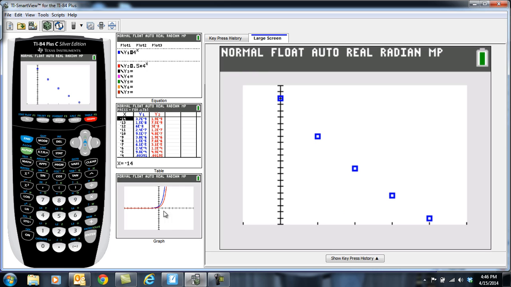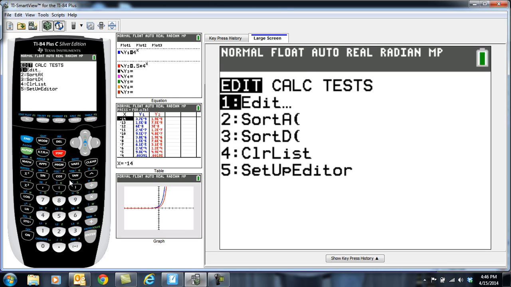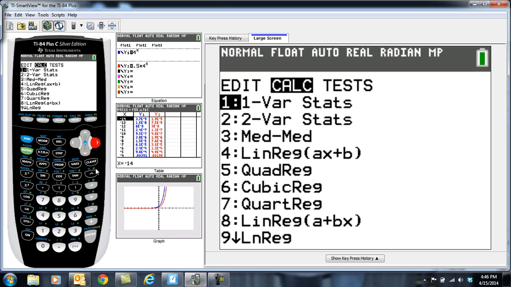So we want to calculate the equation. We're going to say this is an exponential equation, so I'm going to go to Stat and over to Calculate, and this time, because I'm dealing with an exponential, I want to be able to do a regression for exponentials. Well, it's not on my screen, so I'm going to have to scroll down.